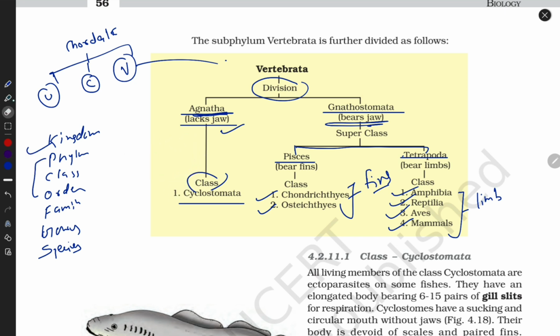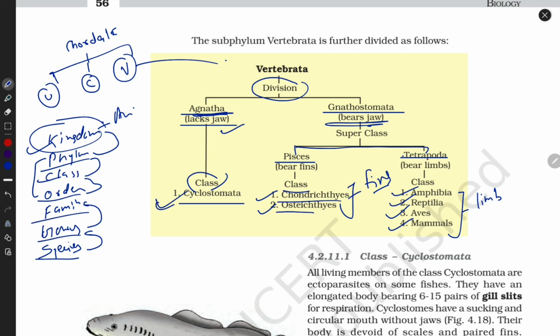Okay, so remember: species combine and make a genus, then family, then order, then class, then phylum, and they make a kingdom. In this chapter we discuss the animal kingdom. Phyla we discuss now, like Porifera, Coelenterata, Cnidaria, Platyhelminthes, Aschelminthes, Annelids. Look at the class example here. If this class is further divided, they make order, family, genus, species.